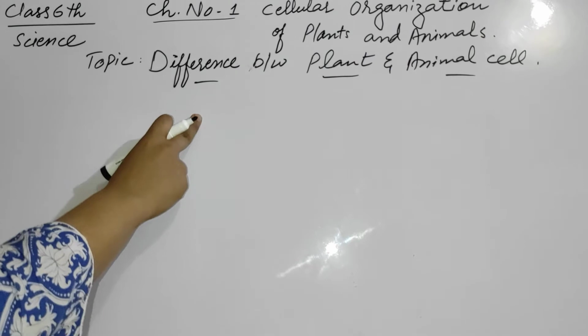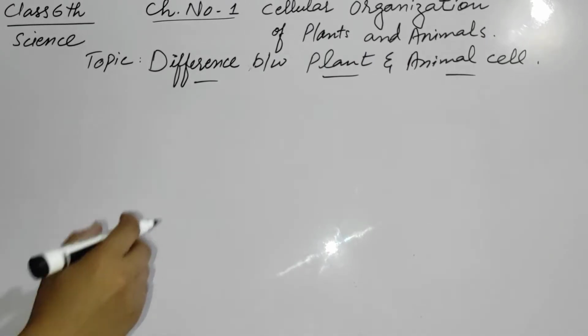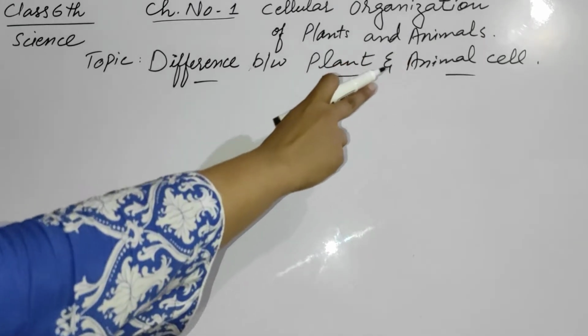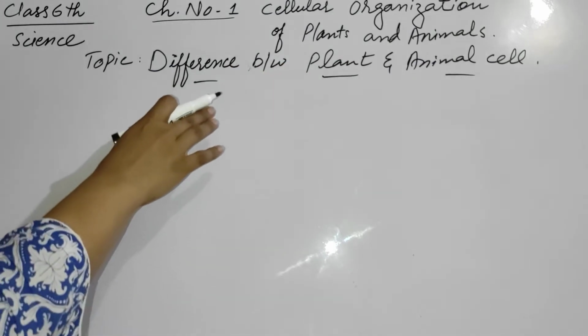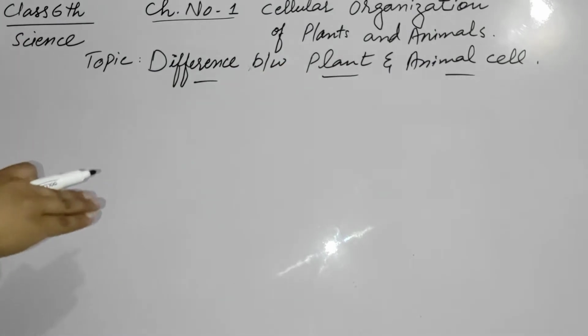Today's topic is the difference between plant and animal cell. In my previous lecture I told you about the plant and animal cell and I described these cells briefly. Now we differentiate between the two cells.